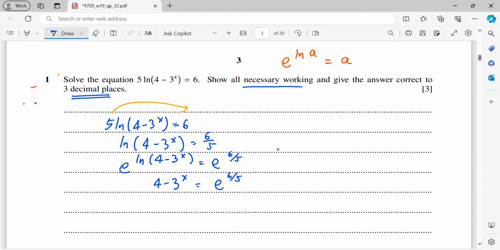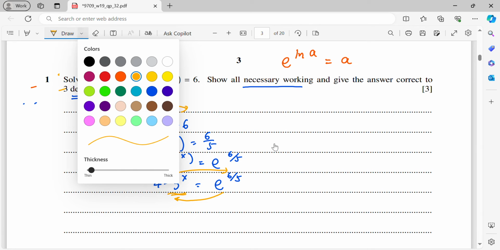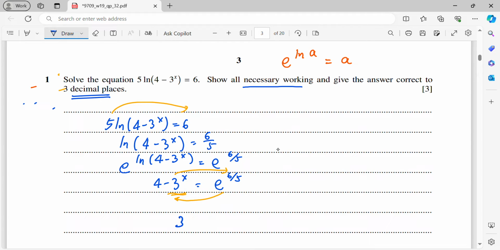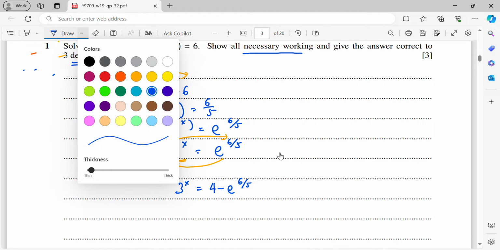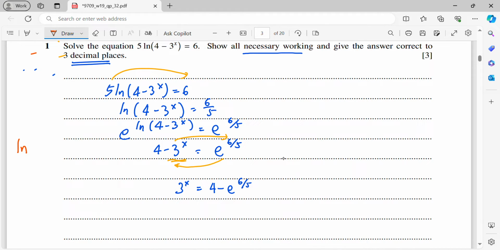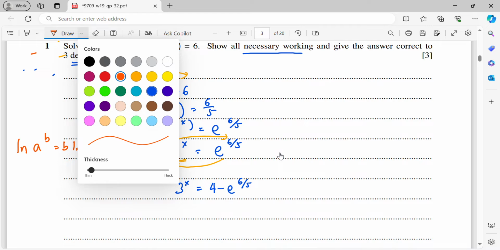Then at last, to get the x here, I need to make the 3 power x a positive value. So I will move it to the other side and move the exponential to the left side. Therefore, from here, I will be getting 3 power x is 4 minus exponential 6 over 5. And again, your x is the power right now. So to eliminate the base, which is a 3, we have to take ln both sides. Because for ln, we have a formula: ln a power of b will be b ln a. So I will just take ln both sides.